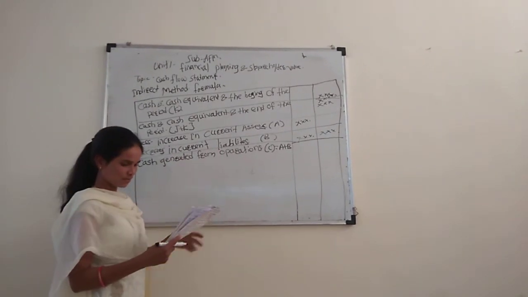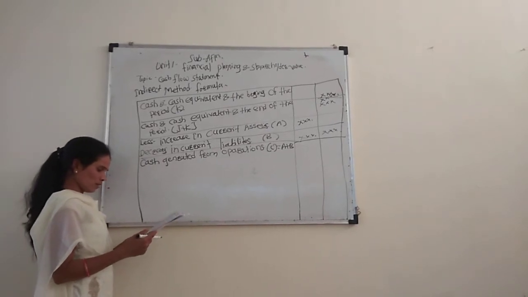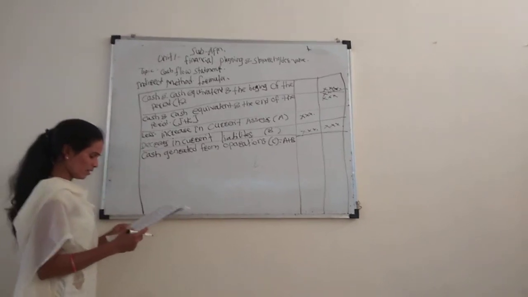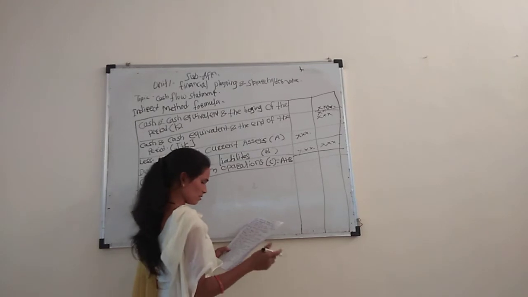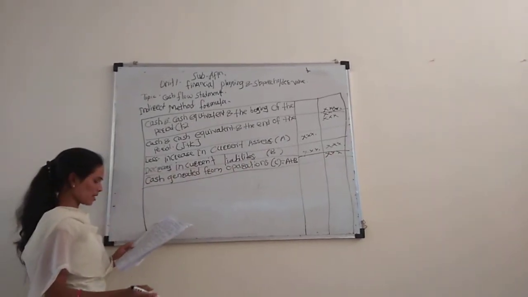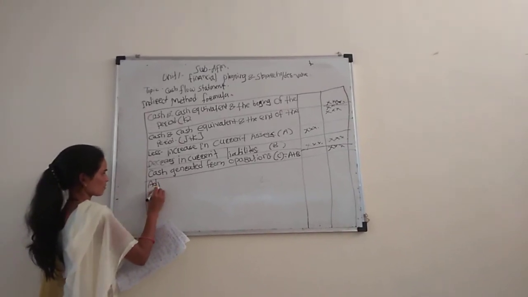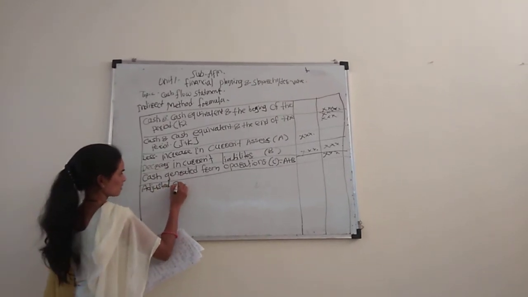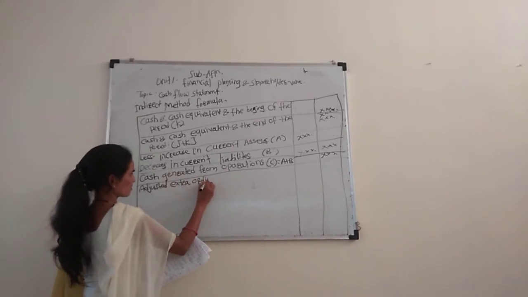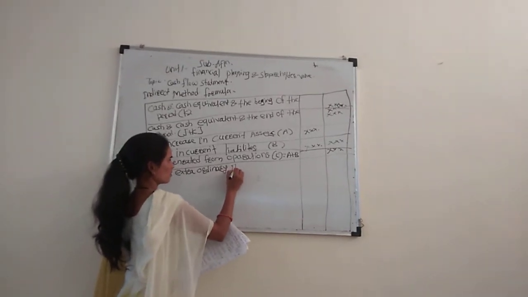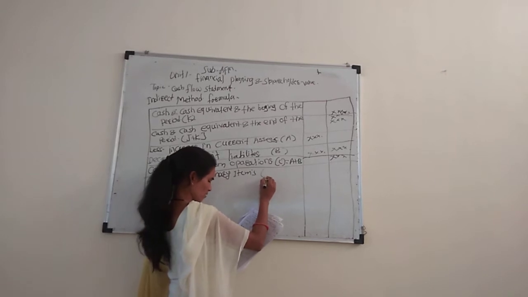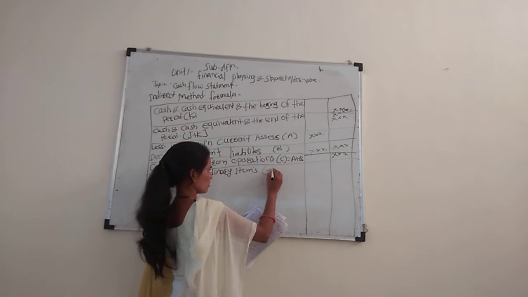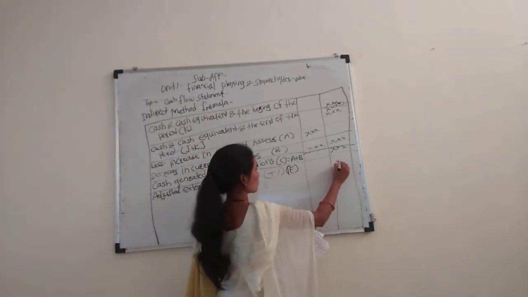Cash generated from operations. Next one is adjusted extraordinary items. This is called F. This column.